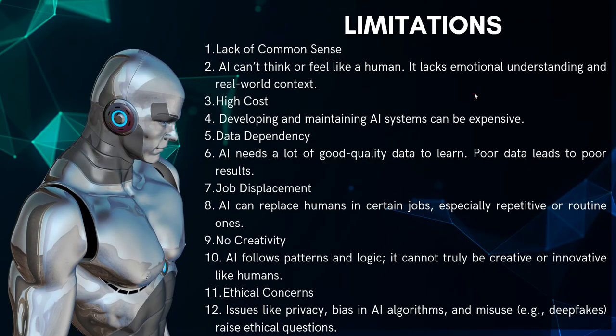Now, what are the limitations of AI? Lack of common sense. For example, we human beings have a sense, we have emotions, we have adaptive powers, but AI doesn't have a sense. It doesn't have any feelings, it doesn't have any emotions. So, it has a lack of common sense. AI can't think or feel like a human. It lacks emotional understanding and real world context.